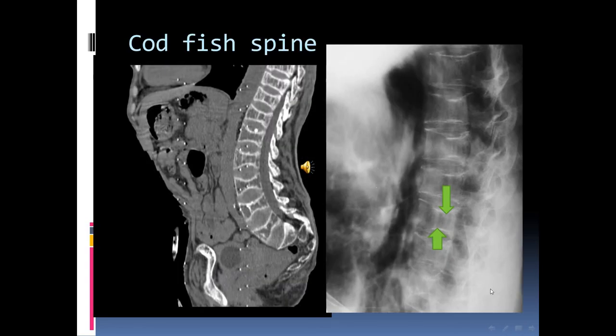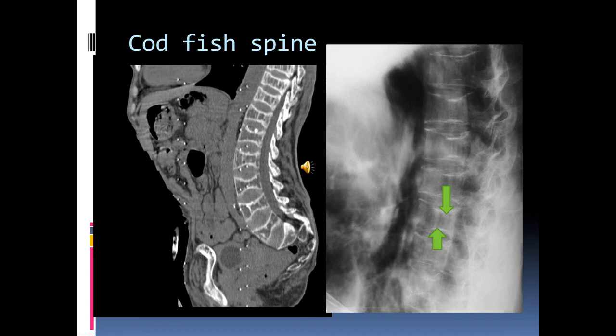In this slide, we have a radiological sign called the codfish spine appearance. This is related to an abnormal spine, seen in both the X-ray on the right side and the CT scan on the left side. It is usually seen in osteoporosis, or it could be seen due to other bone abnormalities or systemic diseases. The shape of the vertebra is abnormal.